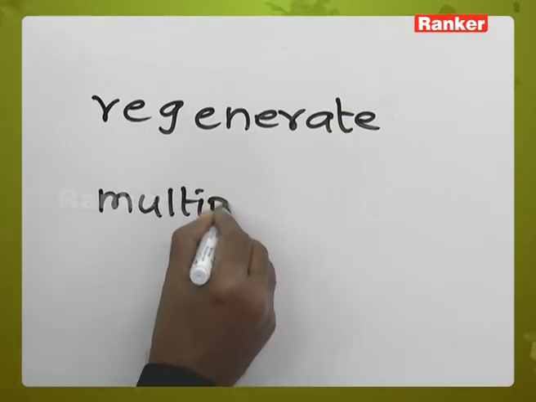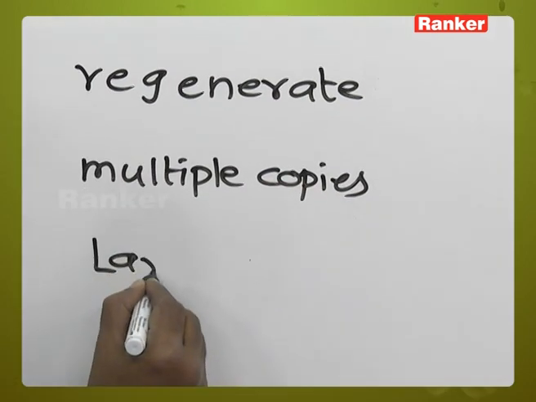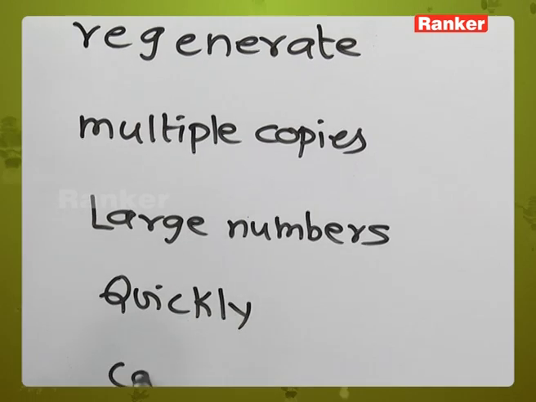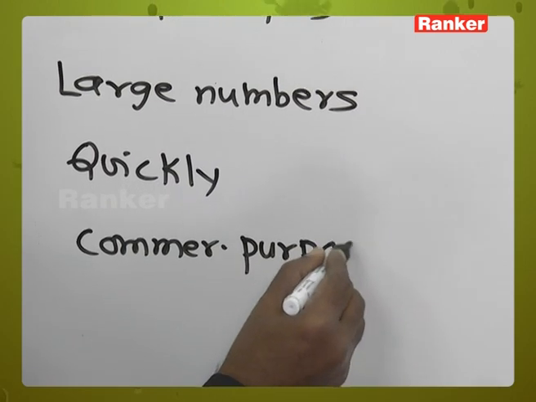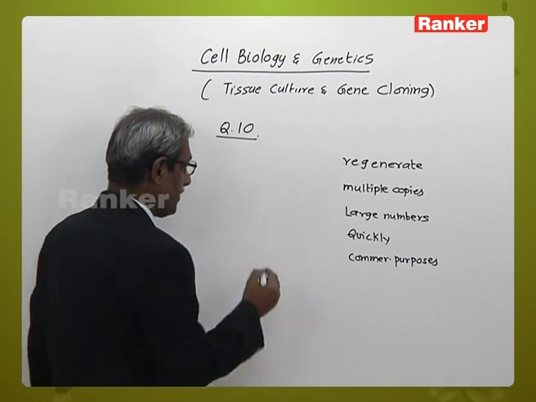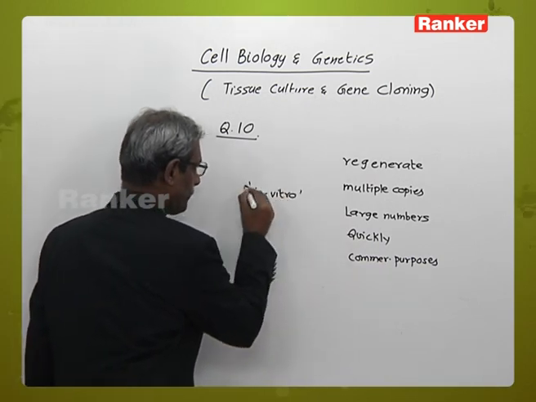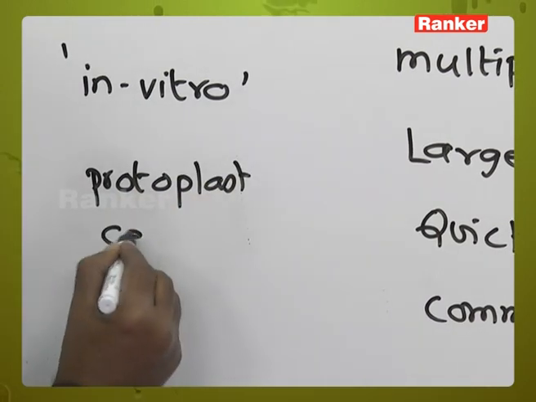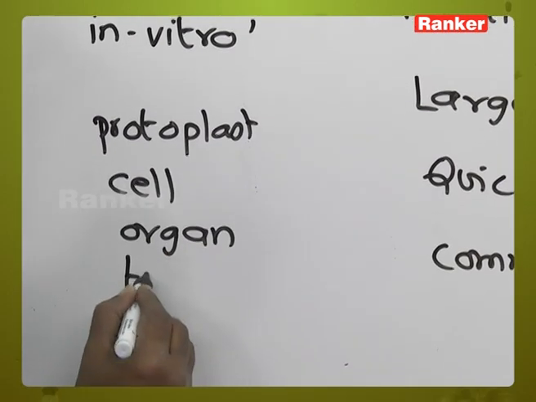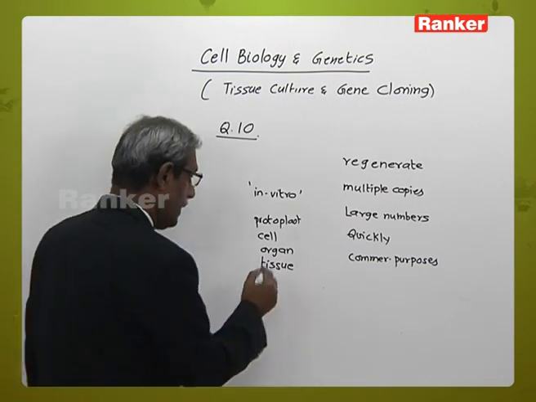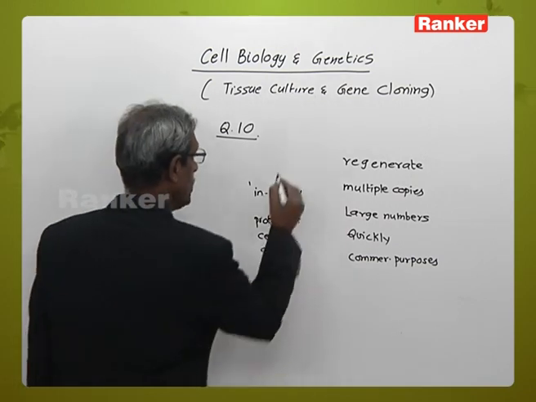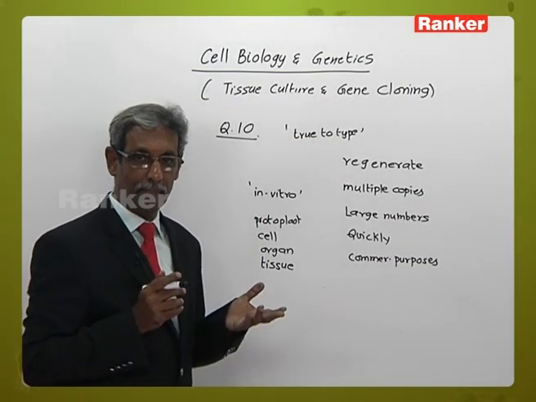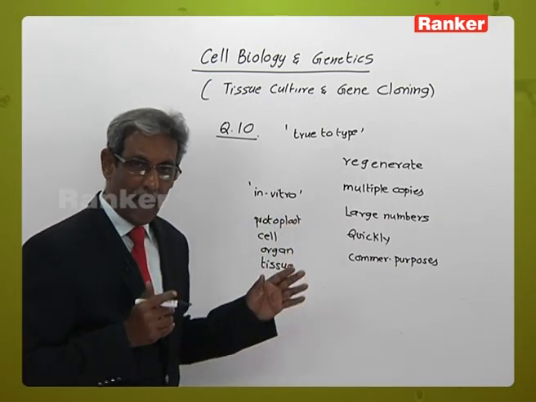making multiple copies in large numbers, very quickly, for commercial purposes, and we are practicing in vitro techniques, that is plant tissue culture techniques, and our tool is either the protoplast or the cell or the organ or the tissue. And here whenever we are regenerating, the selection is true to type. When you say true to type, they are morphologically identical to the parents. So, this method of propagation is primarily termed as micropropagation.